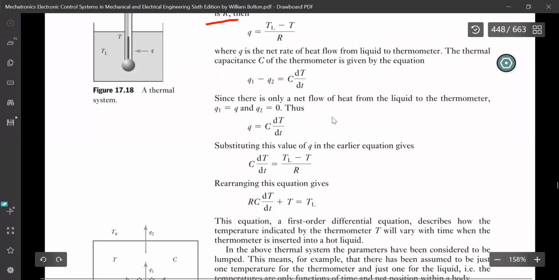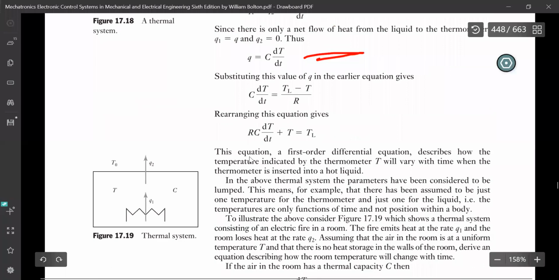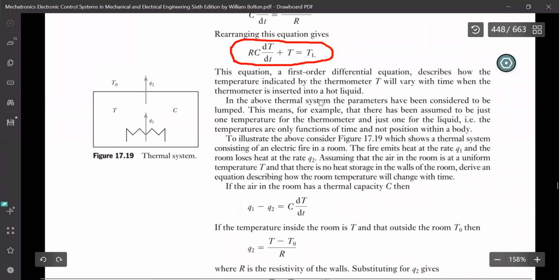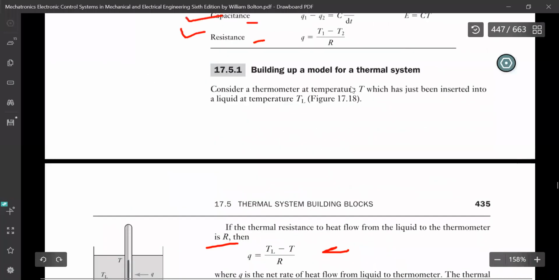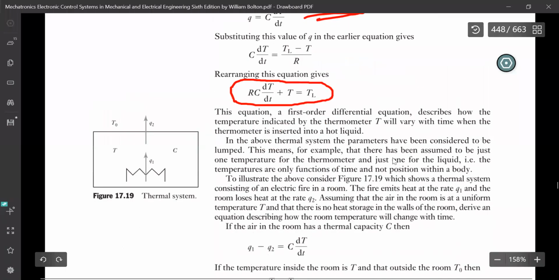Substituting this value of Q in the previous equation, C dT/dt is equal to (TL minus T) upon R. Just by rearranging, we get this equation. This equation is a first order differential equation, which describes how the temperature indicated by the thermometer will vary with time when the thermometer is inserted into a hot liquid. So if you get a question in the exam to build a model for a thermal system, you can give this example, but you must remember the elements for that.